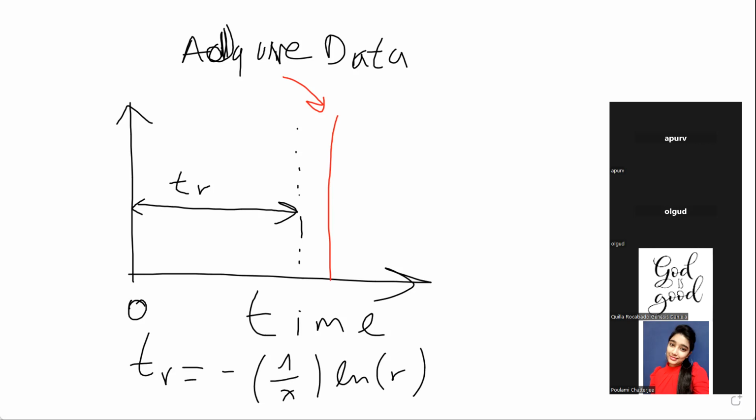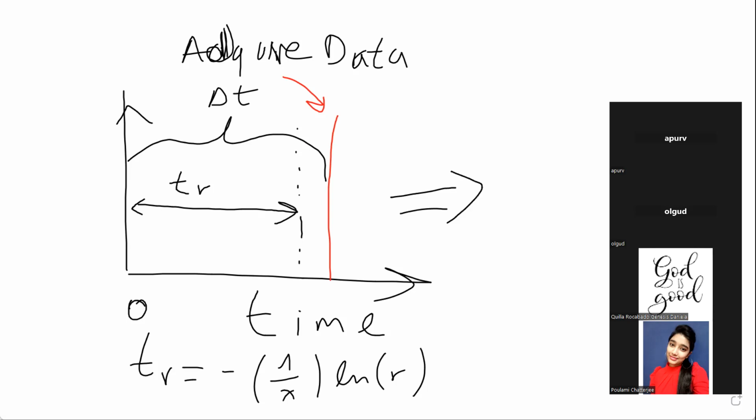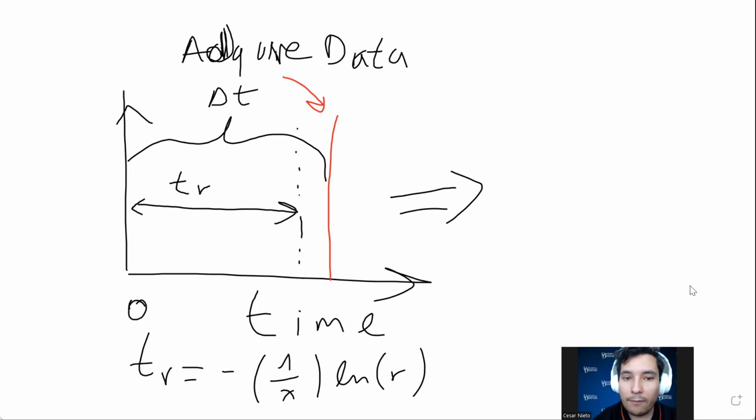And I also define a time for next data acquisition. Usually this is a delta t, so this has a value of delta t, usually constant. So if the reaction occurs before, what I do is I perform the reaction, and the new time for acquisition is not delta t, but delta t minus this tr. So it's going to be this.